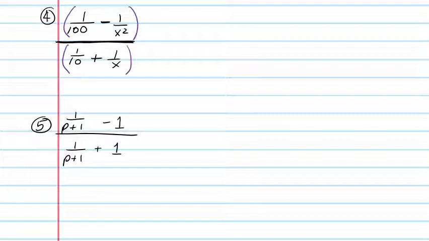So for this first problem, I've got to do 1 over 100 minus 1 over x squared. Now the first thing I need to do is get the common denominator. And some of y'all are getting good at this. So that would be 100x squared. Now remember, we look to see what's missing. So over here, we're missing an x squared. And over here, we're missing a 100. So my numerator for my new fraction is going to be x squared minus 100.